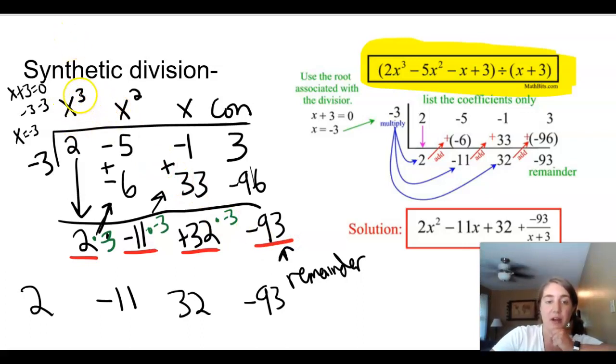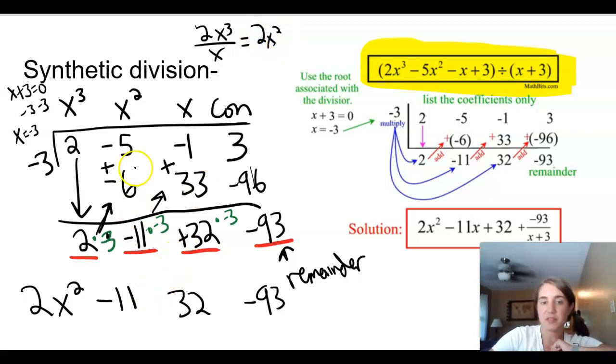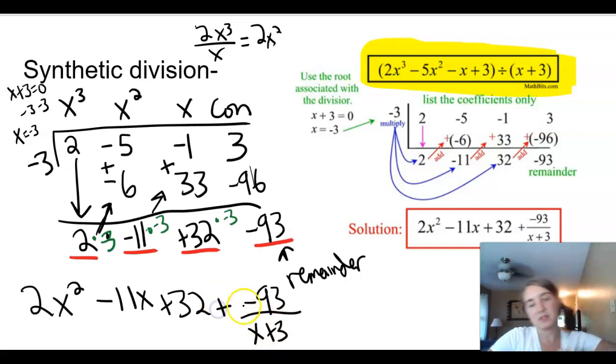I bring all the powers down one, so it started as an x to the third, it's now an x squared, because technically, think about it, if I just had like 2x to the third divided by x, like just took the beginning part of this, I end up with 2x squared. This was an x to the third, x squared, now it's an x. This was an x, now it's a constant. My remainder I put over whatever I divided by, plus a -93. We're going to go ahead and practice this.